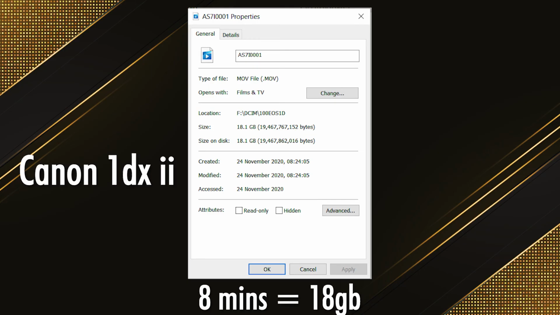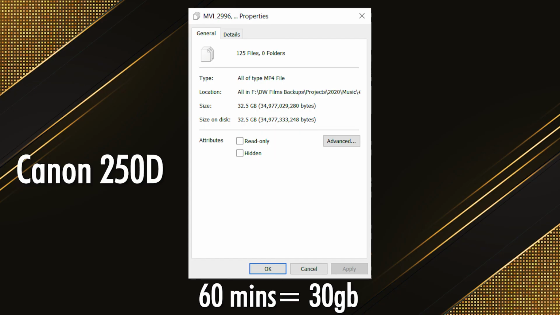So 8 minutes of 4K footage will cover about 18 to 20 gigabytes of storage space. Other cameras do vary though, so for example the 250D will shoot 1 hour of 4K footage and only cover 30 gigabytes of storage space.